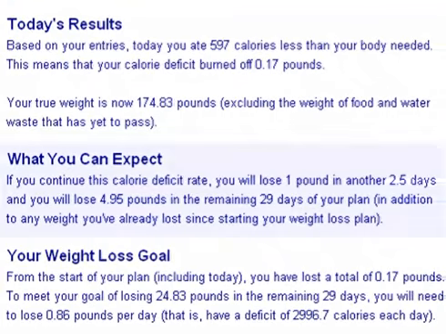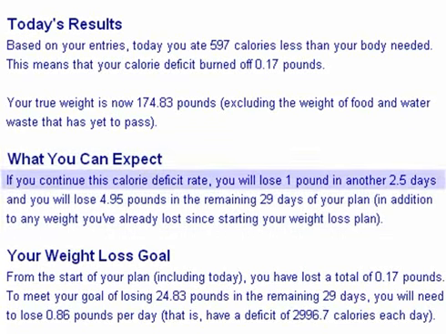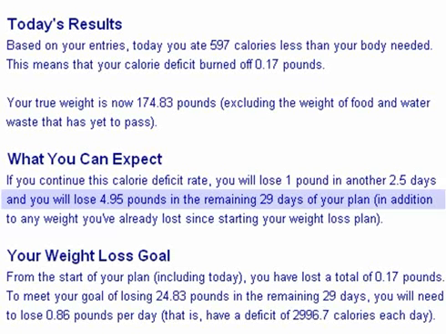In the What You Can Expect section, the calculator takes your current rate of loss or gain today to figure out the number of days until you lose or gain another full pound. And based on that rate, it also figures out how many pounds you'll lose in the remaining days of your weight loss plan.